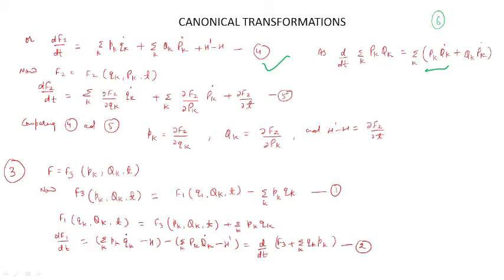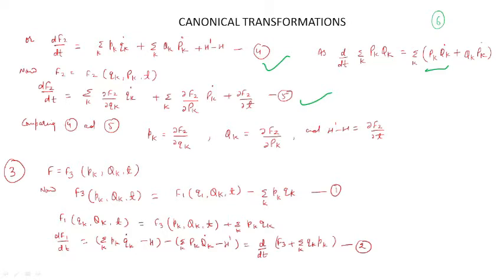Now we also know that F2 is a function of qk, Pk and t. So if we differentiate this with respect to time, then we can write dF2 over dt is equal to sigma k del F2 over del qk into qk dot plus sigma k del F2 over del Pk into Pk dot plus del F2 over del t. Let us say it is equation number 5.